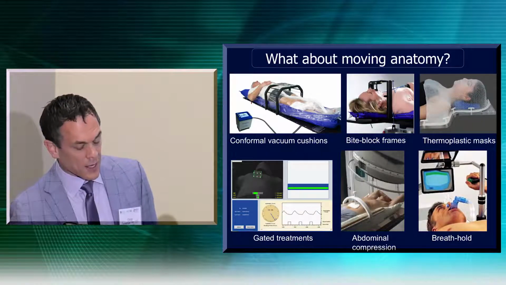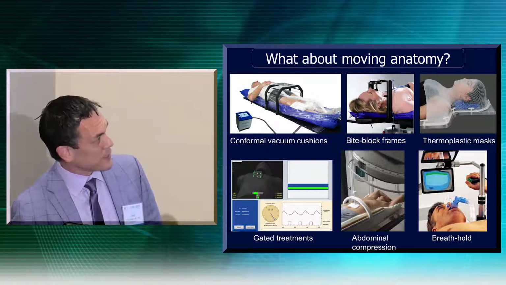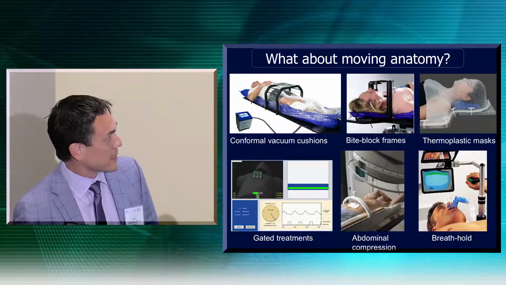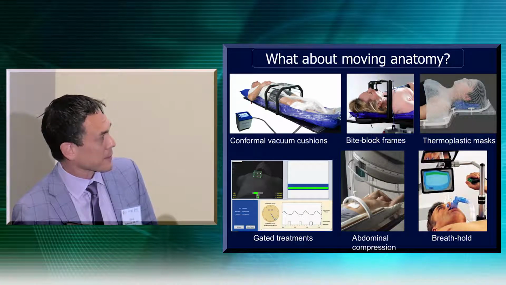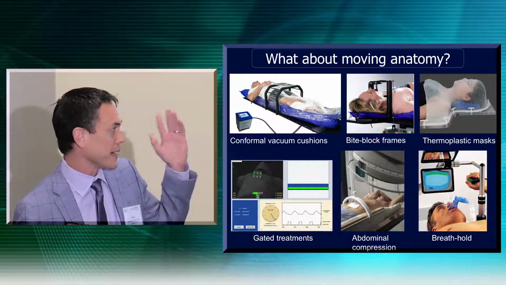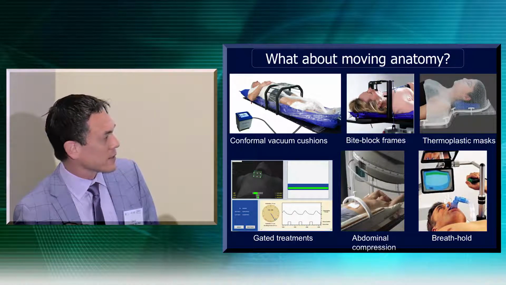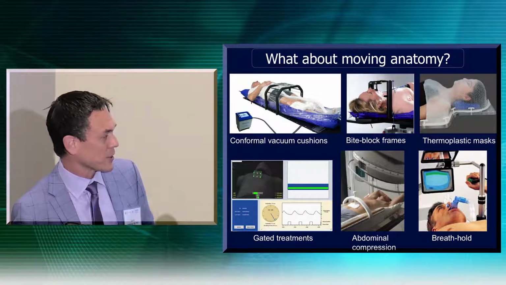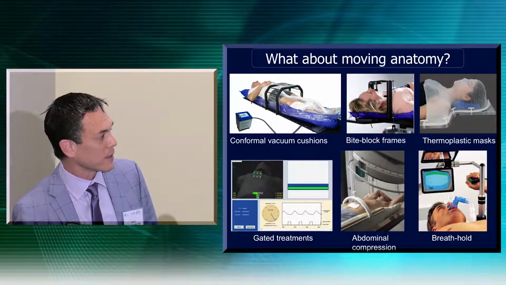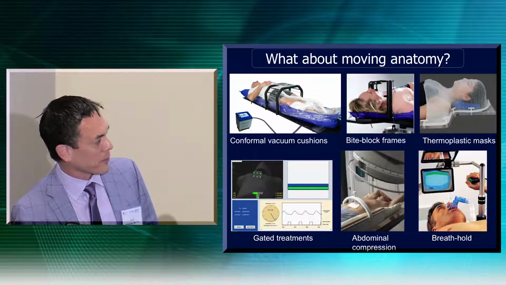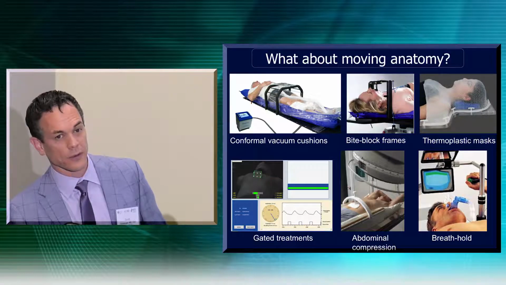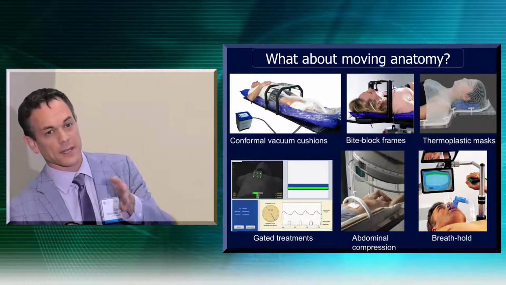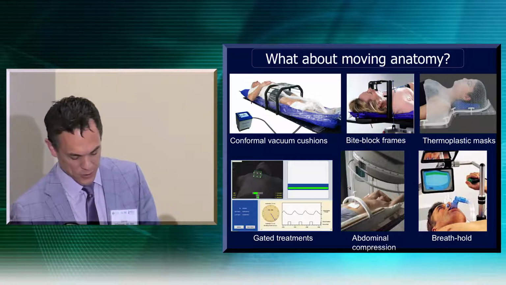A lot of times anatomy is moving, especially if you're doing extracranial cases, and so we have different techniques for immobilizing patients, from thermoplastic masks to bite block frames to vacuum cushions. And then we also do things like abdominal compression to sort of minimize the amount of movement. We can even help the patients hold their breath. And we can also do what are called gated treatments, where we're only treating in certain parts of the respiratory cycle that are kind of easy to manage and keep anatomy in sort of a consistent position each time.